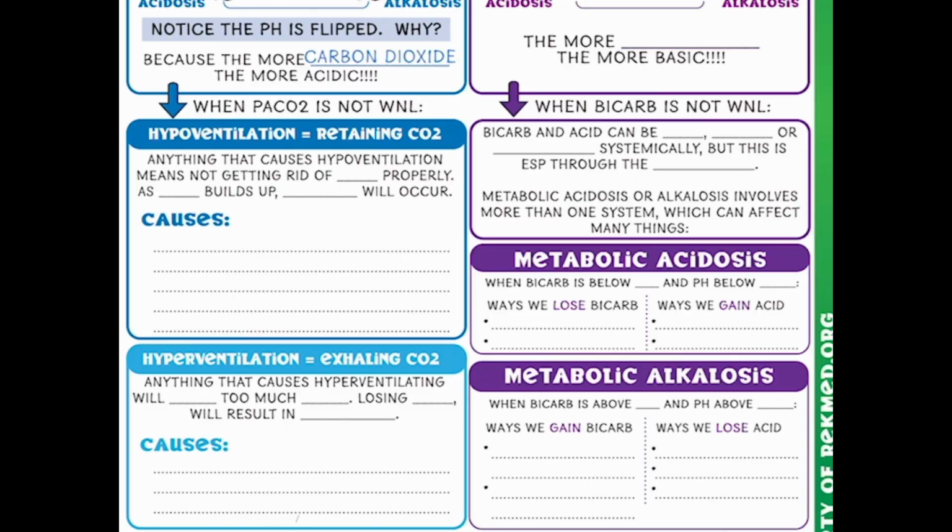It's either going to be hyperventilating or hypoventilating. We can control this through our respiratory equipment, or the patient might even be doing this on their own terms because the body is constantly trying to find that homeostasis. So anything that causes hypoventilation means we're not getting rid of carbon dioxide properly. And as the CO2 builds up, then acidosis is going to occur.